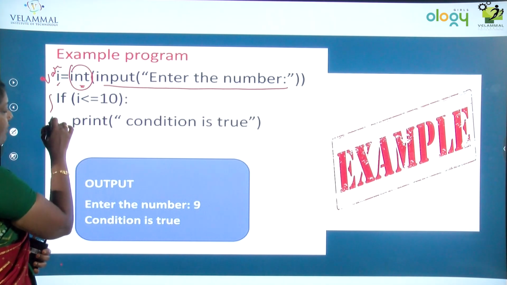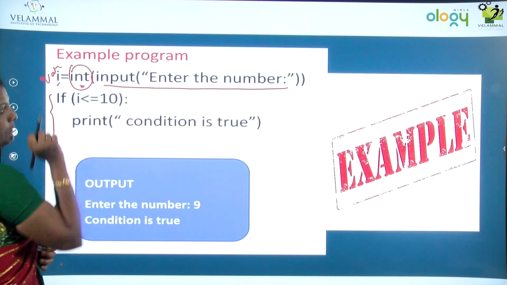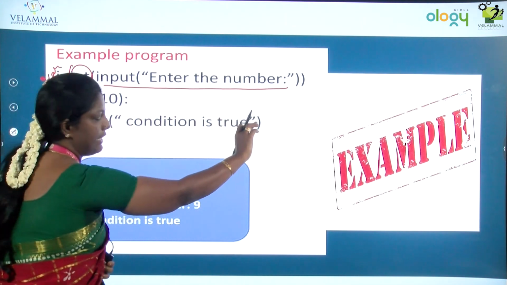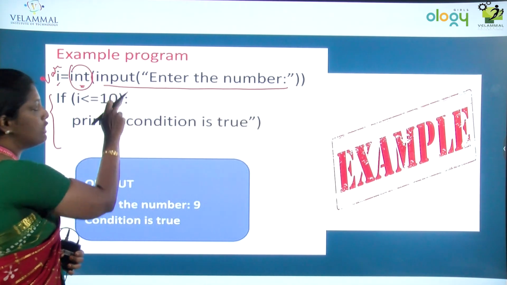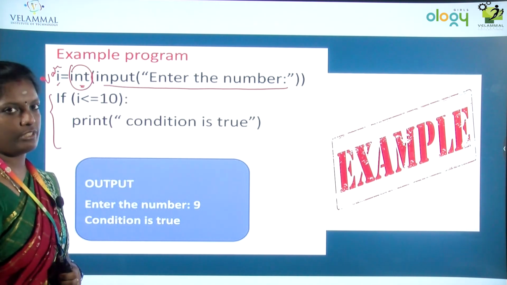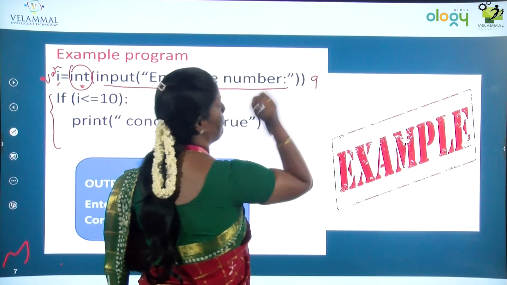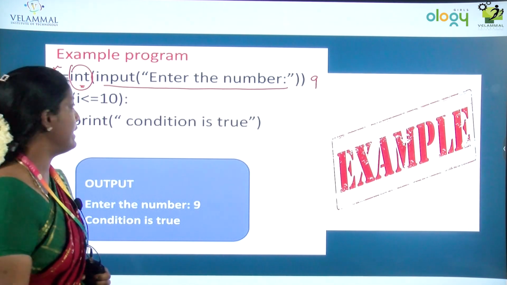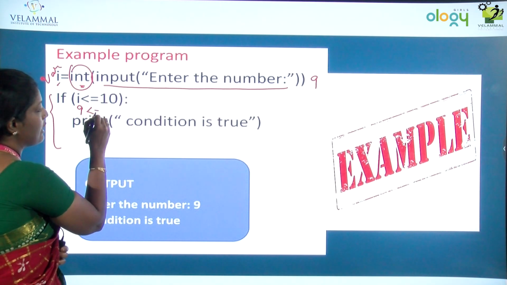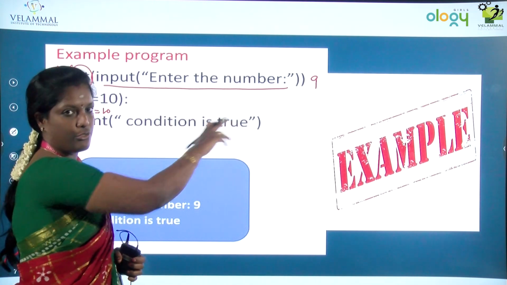Then the condition comes here. From here only we are having the conditional statements. So whatever the number has been included over here, if I is less than or equal to 10, then it prints the statements. If this is true, then only these statements will be executed. Suppose I am inputting the number 9 here. If the condition is less than or equal to 10, what will it do? It is going to say that the condition is true.